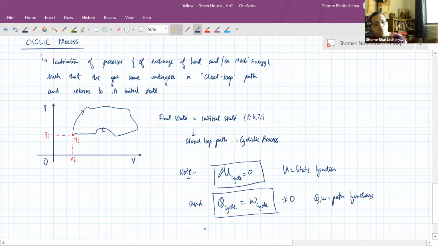Okay. So net heat supplied to the gas during the cycle equals the net work done by the gas.